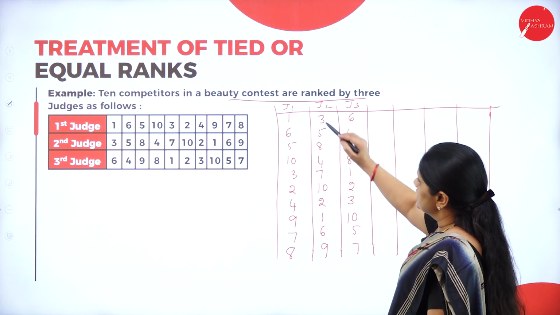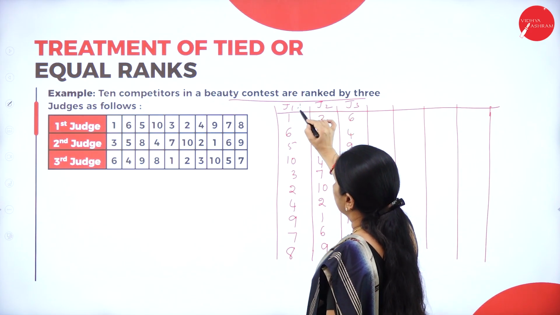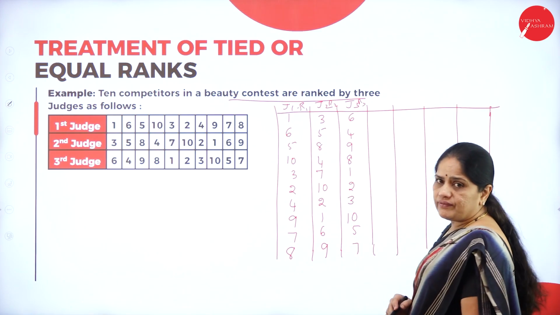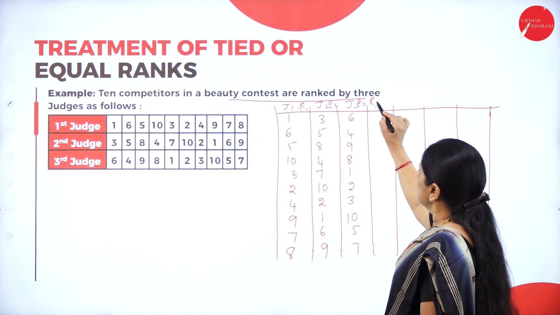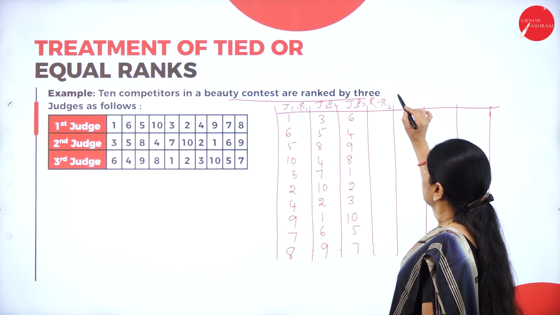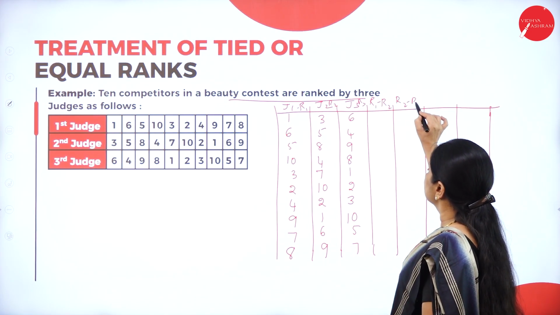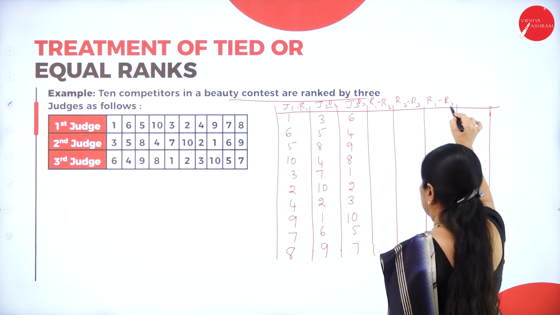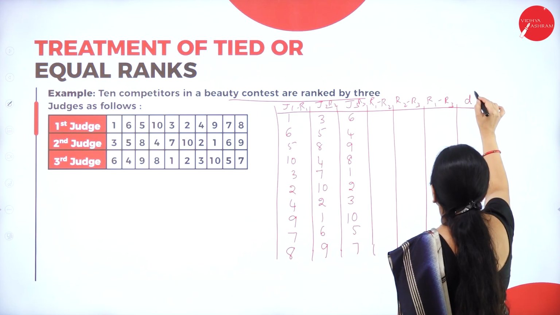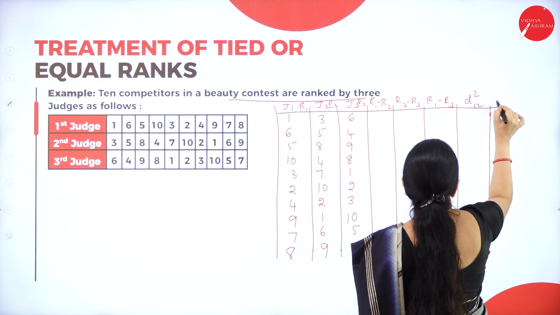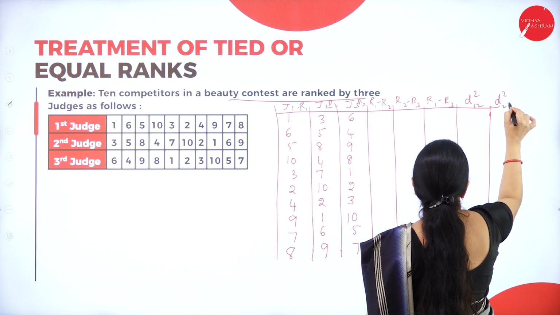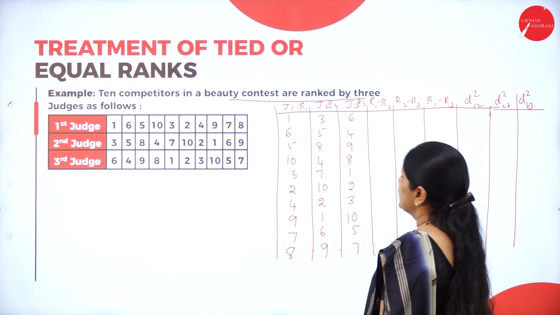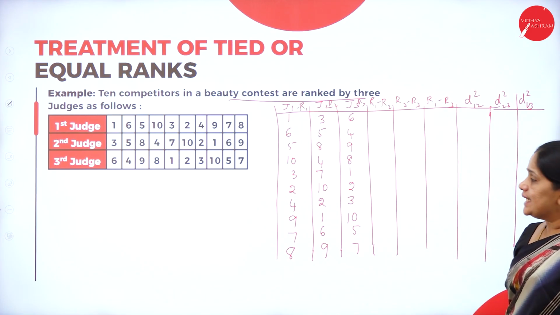So first thing is, these are the ranks, rank 1, rank 2, rank 3. So first thing will be, we will do R1 minus R2. Next R2 minus R3. Next R1 minus R3. Next will be d square 1 2, d square 2 3, d square 1 3. So first thing is, we have to find the difference between the rankings.